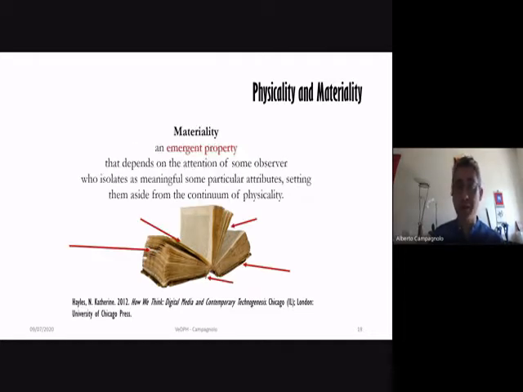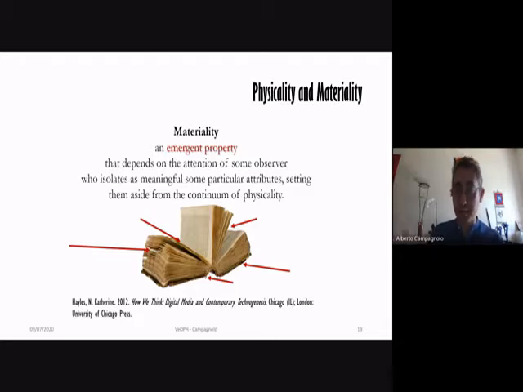But when we look into materiality, we can actually see materiality as an emergent property, which means that it depends on our attention. So what do we want in order to understand the object? Well, what are our interests? What are the ways in which we want to gather information about this physicality in order to study the object? So it's a selection of attributes that we are looking into in order to be able to understand the object.